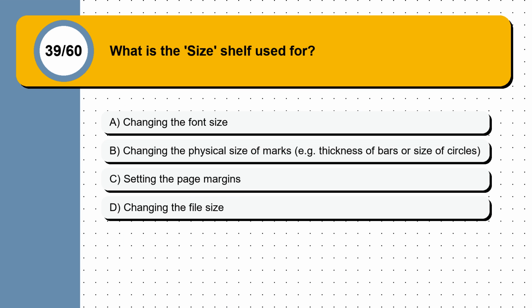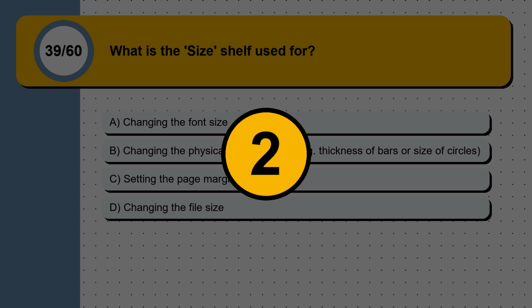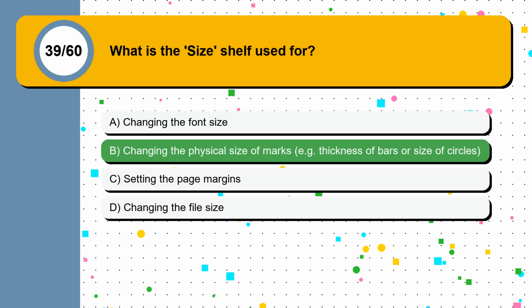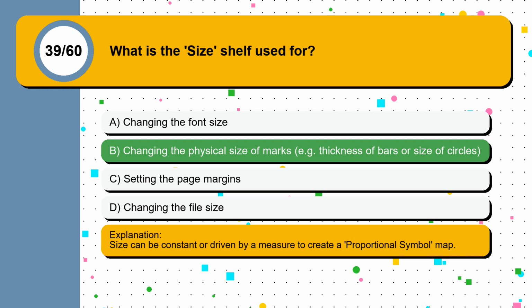Question 39. What is the size shelf used for? Option A, changing the font size. Option B, changing the physical size of marks, e.g. thickness of bars or size of circles. Option C, setting the page margins. Option D, changing the file size. The correct answer is option B, changing the physical size of marks, e.g. thickness of bars or size of circles. Size can be constant or driven by a measure to create a proportional symbol map.